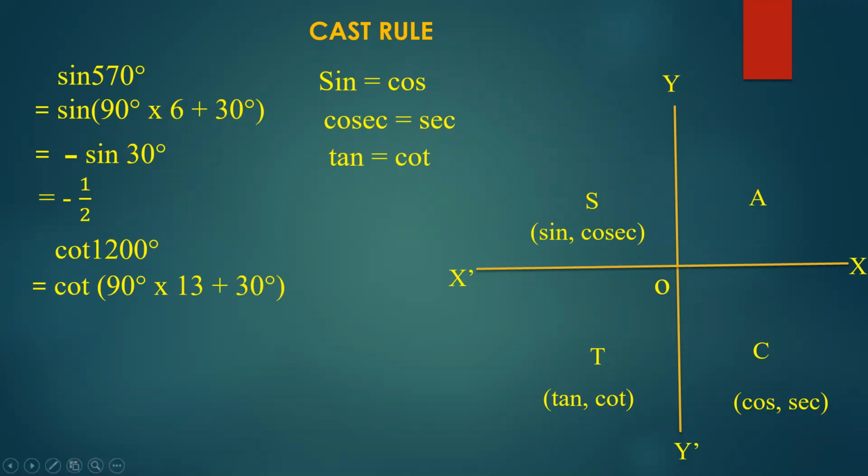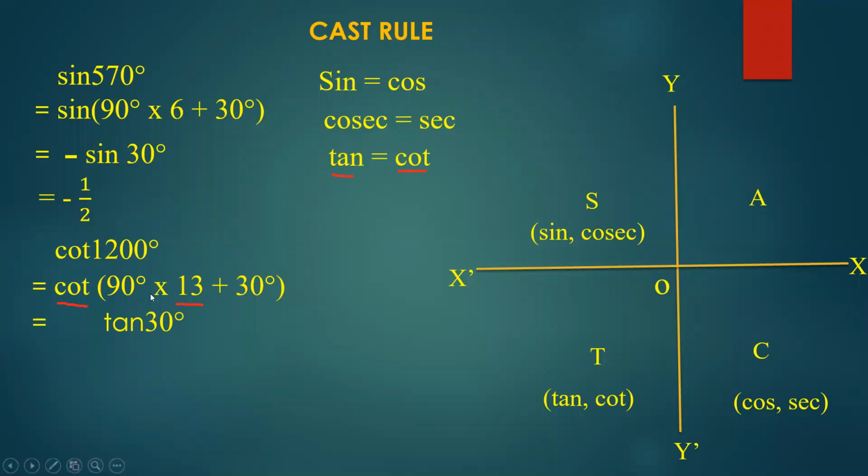Now here, look closely once again. You can see it's 13, which is an odd number. And what did I tell you? If this is odd, then it will change this ratio. And you can see here, tan will be changed into cot, and cot will be changed into tan. So this is cot, and this is an odd number. So this odd number changes cot into tan. So what will this be equal to? This will be equal to tan 30 degrees. Okay, you know how to take that one.